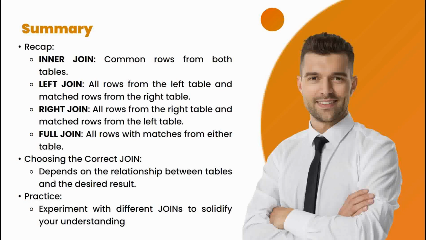So to quickly recap: inner join, common rows from both tables only. Left join, all rows from the left table and only matched rows from the right table. Right join, the reverse, all rows from the right table and matched rows from the left table only. Full join, all rows with matches from either table. And when you're choosing the correct join, it's just going to depend on the relationship between the tables and what your desired result is in your research and analysis.